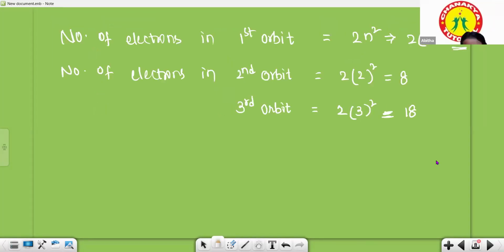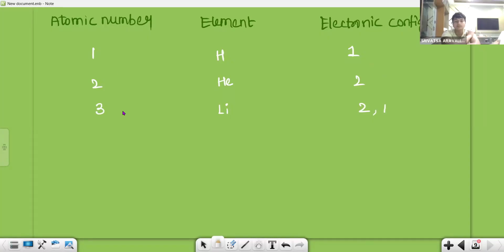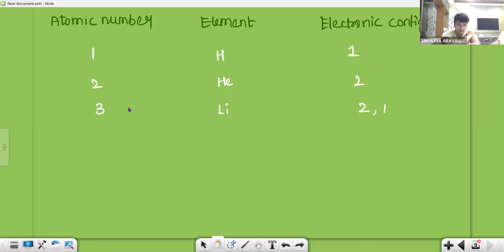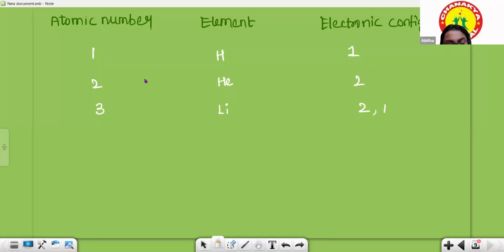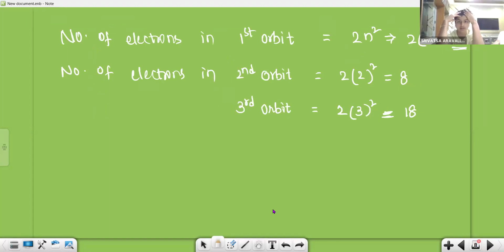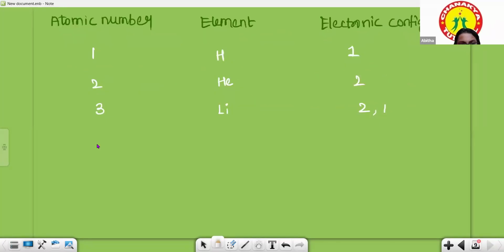Understand? Among 3 electrons, you cannot fill 3 electrons in the first orbit because the capacity of the first orbit is only 2. So you give 2 electrons to the first orbit and the next electron goes to the second orbit. Now what is the capacity of the second orbit, Srivatsa? 8. So you can fill maximum 8, not more than that. Electronic configuration is very, very important. If atomic number is 3, then your electronic configuration is going to be 2, 1.